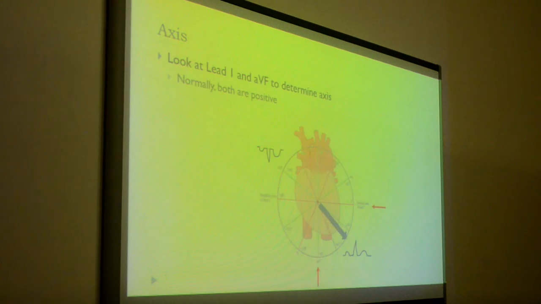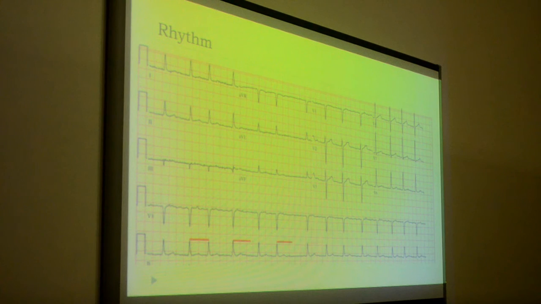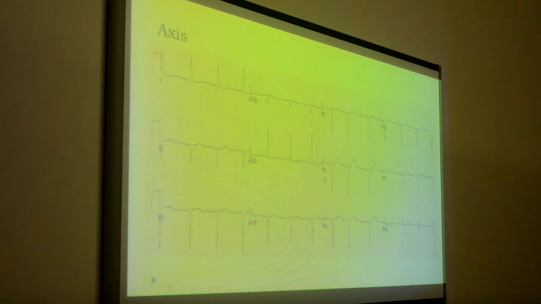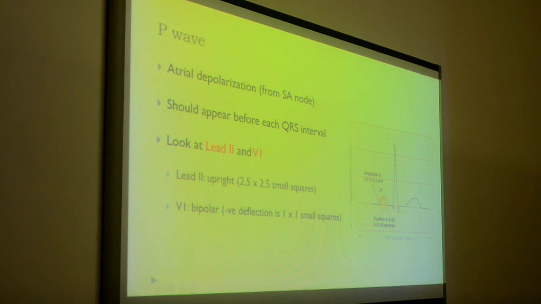Here, I'll show you again. Let's go back to the bradycardia. Okay, this slide, remember? The biphasic P wave here in V1. The negative deflection should be 1 by 1 small square. And the reason I'm telling you these measurements is because any alteration in the measurements indicates atrial enlargement.